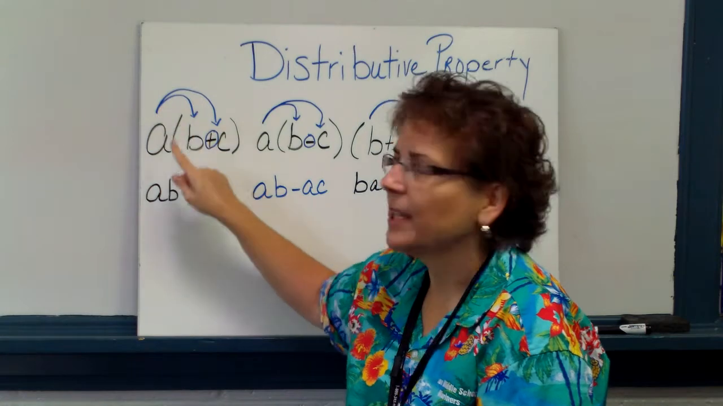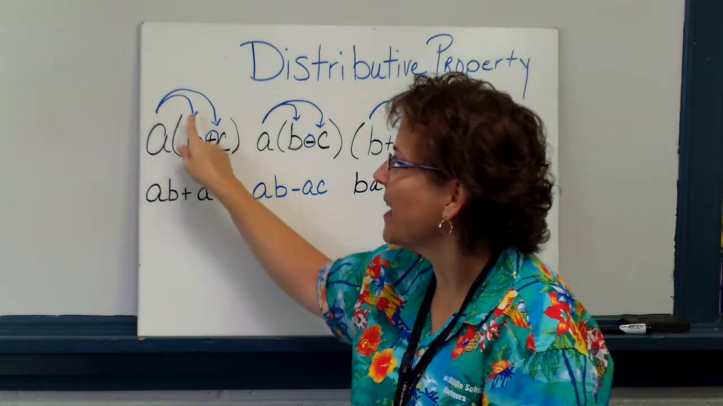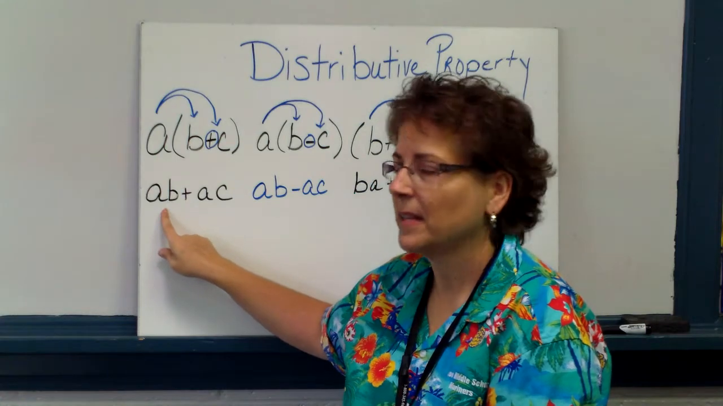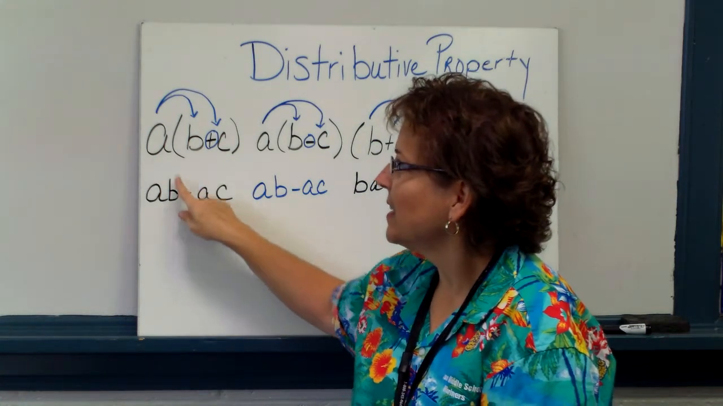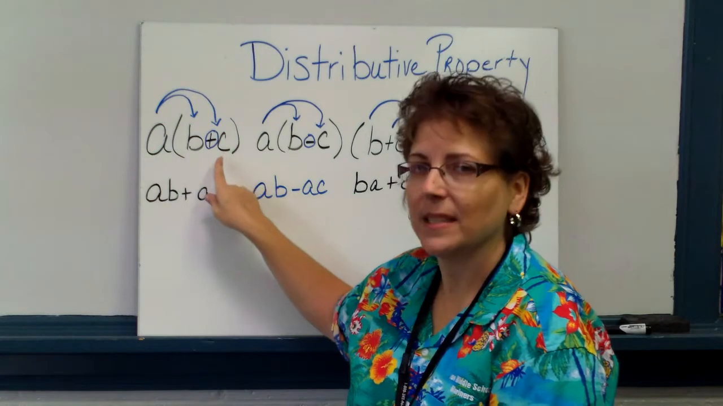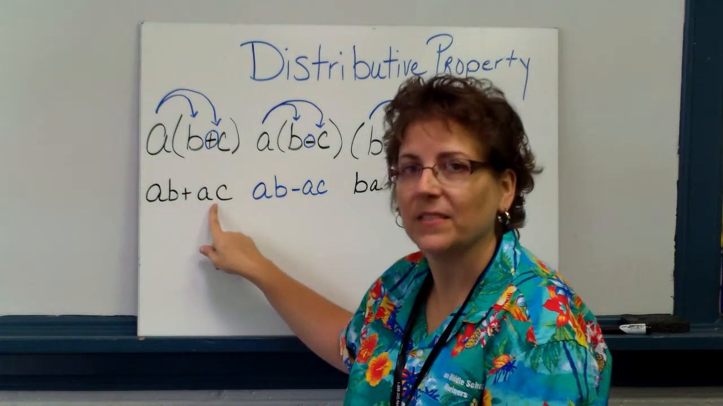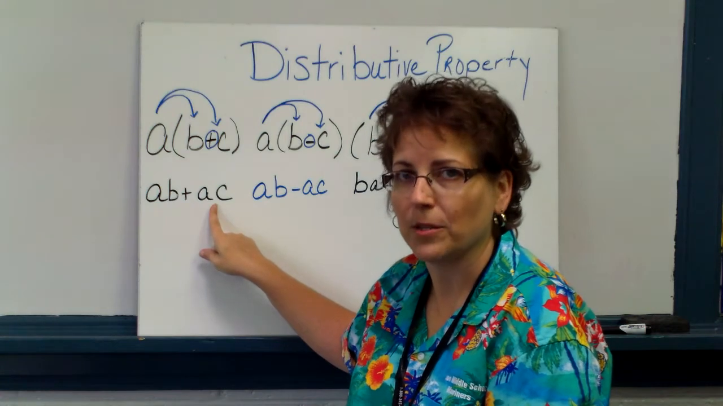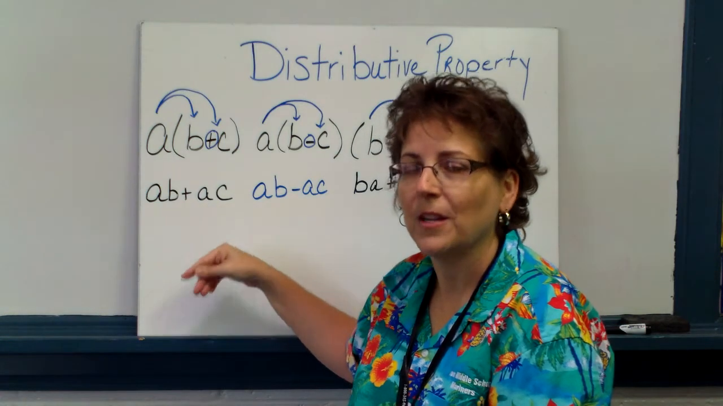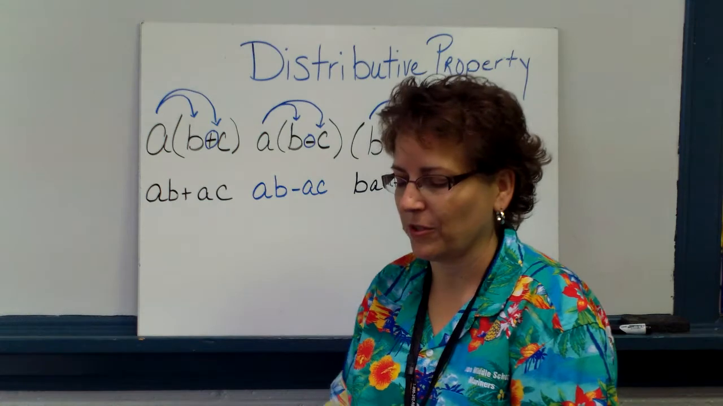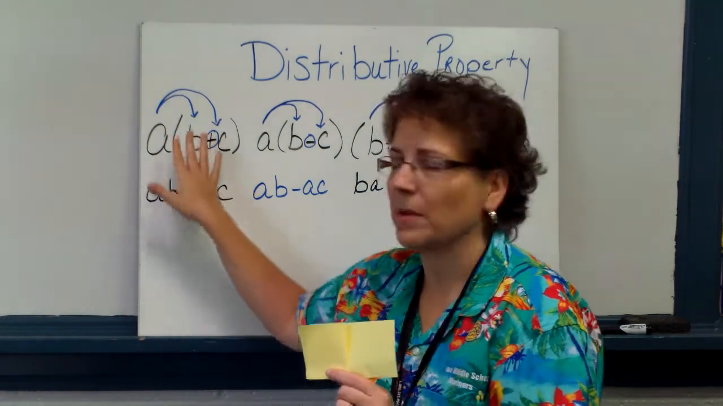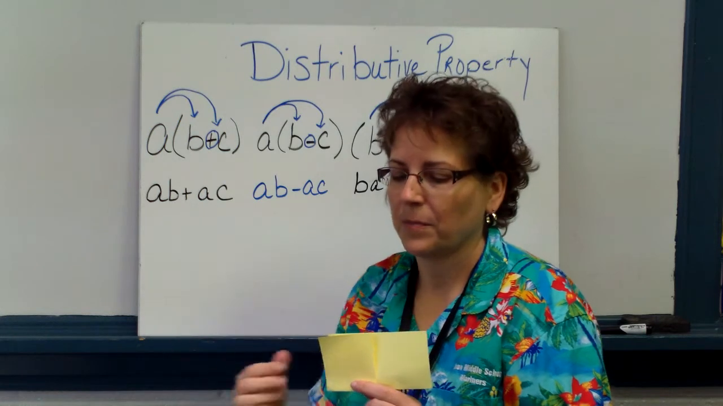So we put these arrows here to help us remember that we have to take the A first times the B, and that gives us AB, plus the A times the C, and that gives us AC. This might make a little bit more sense once we put in some numbers, but we want you to try it. Since we're in algebra, we're trying it with the variables first. So that first part of your foldable is what I just explained here.